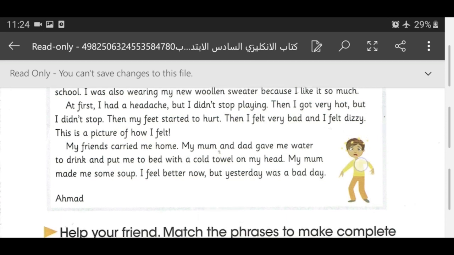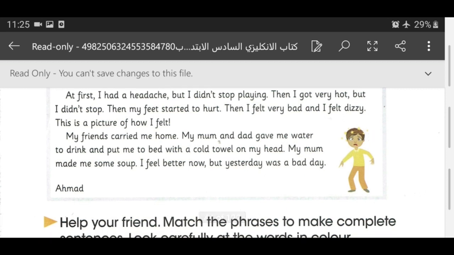This is a picture of how I felt. My friends carried me home. My mom and dad gave me water to drink, and put me to bed with a cold towel on my head.